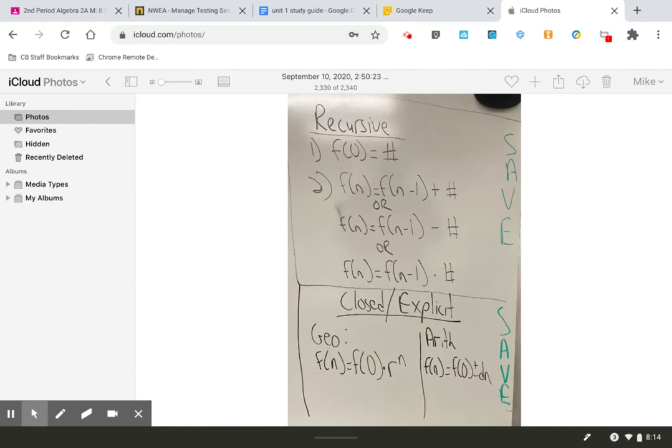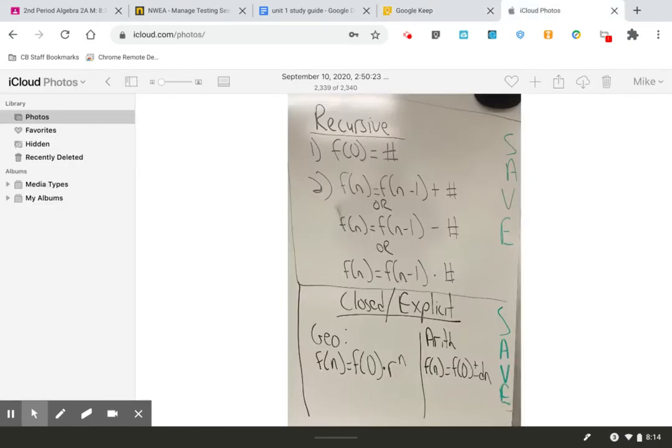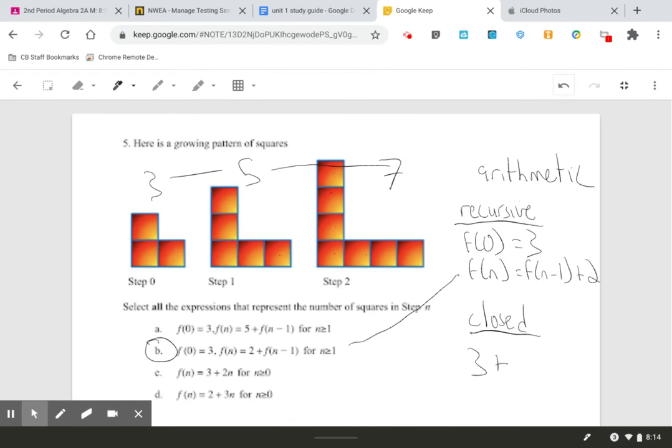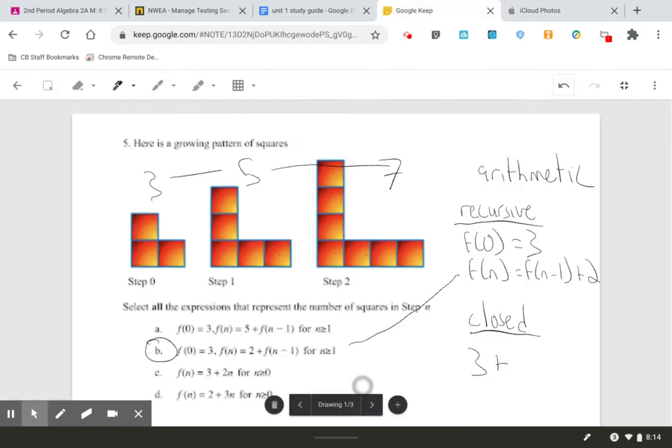And now for our closed, arithmetic sequence. So again, my f of 0 was 3. We're going to do plus because it's an increasing sequence and we're going up by 2. So my d, my common difference, is 2. So it'll be 3 plus 2n for my closed. And it looks like that's going to match up with C. So the answer for number 5 is B and C. B being the recursive and C being the closed.